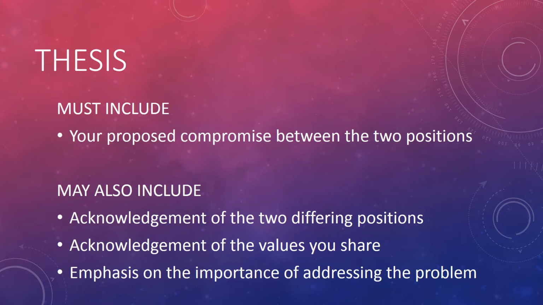Once you know what compromise you're proposing, you have your thesis. Your thesis must include the proposed compromise between the two positions. Remember, it will either be the last sentence in the second to last paragraph or the first sentence of your conclusion. In addition to your compromise, what middle ground you want to argue for, you might also include an acknowledgement of the different positions that you and your audience hold.